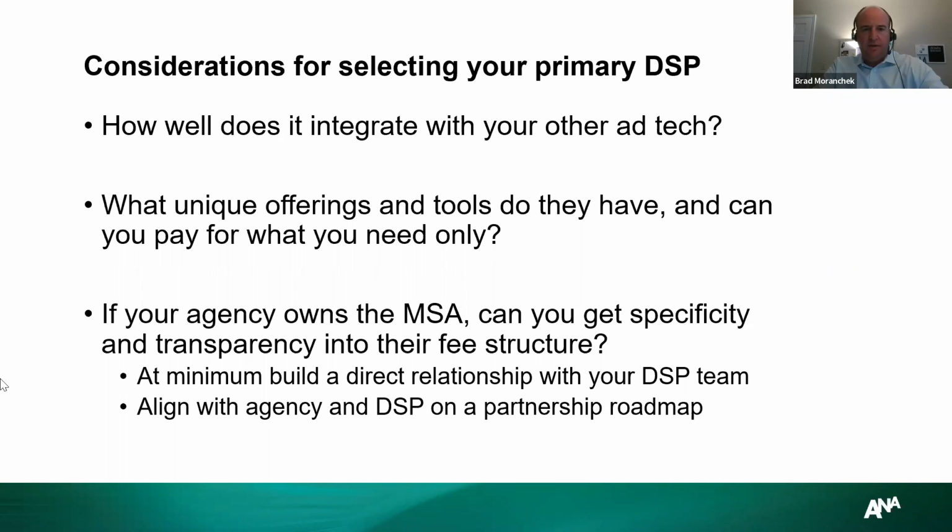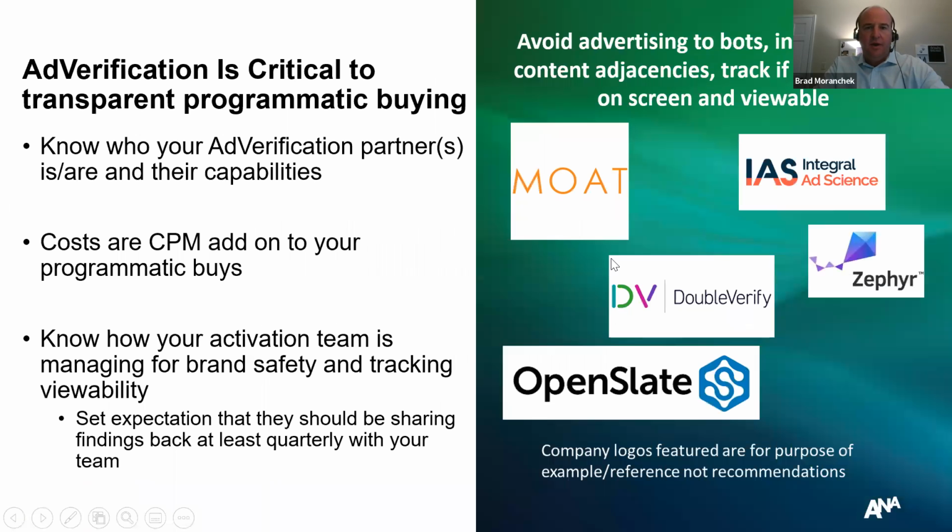Okay, next page. All right, now we're going to move into ad verification. And this is really critical to transparent programmatic buying. And what is ad verification? It is technology that is added on to your buy, usually through a relatively small CPM add-on to your programmatic buys, that helps you avoid advertising to bots.